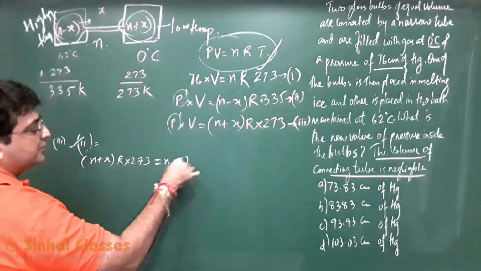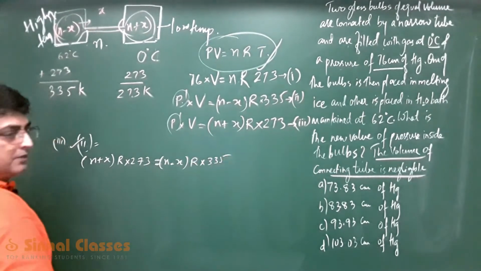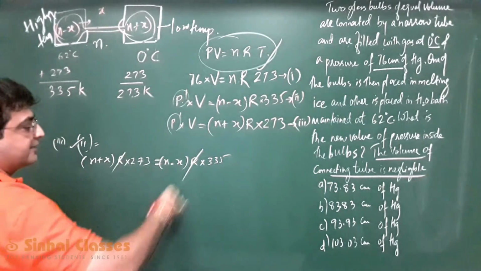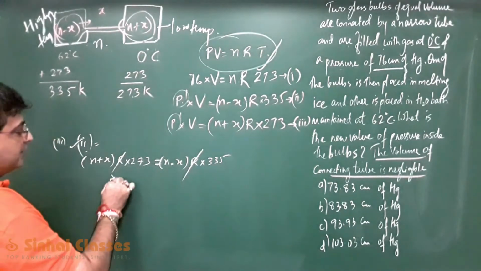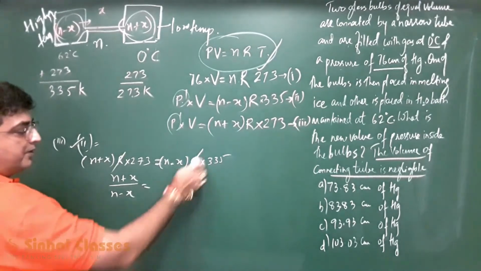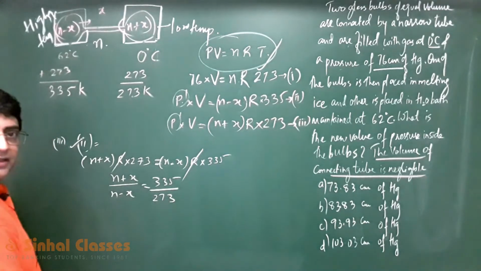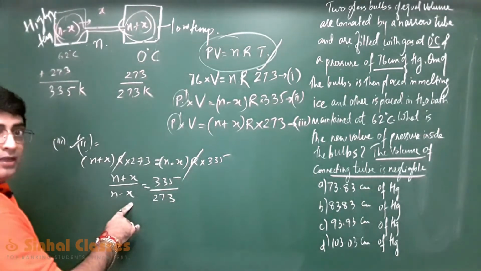N minus x students into capital R into 335 students. Now when you're solving, the capital R gets cancelled. ये क्या होगा? So it's n plus x upon n minus x will be equal to how much? So 335 upon 274. Is this clear with you all? Now what do I do?